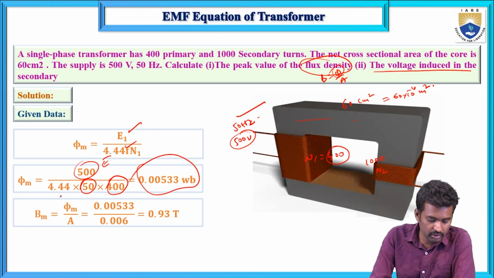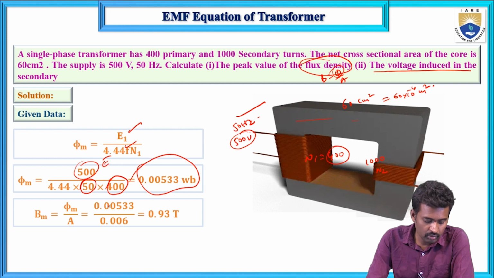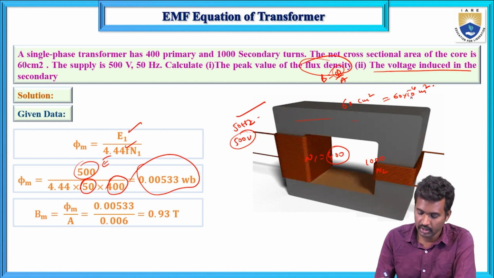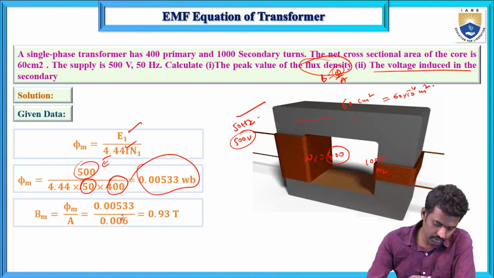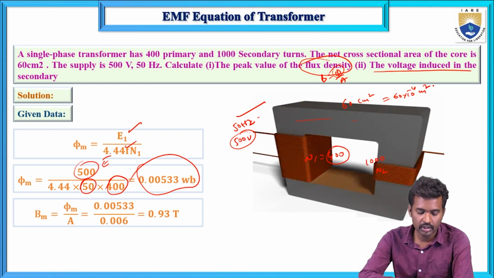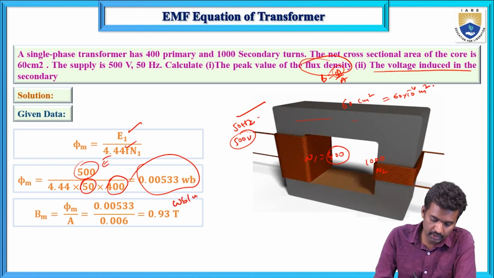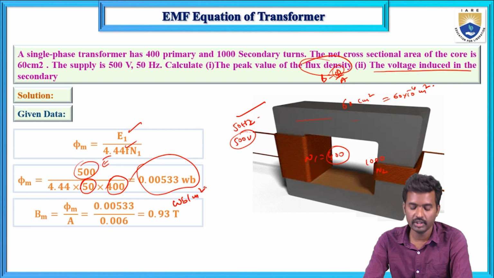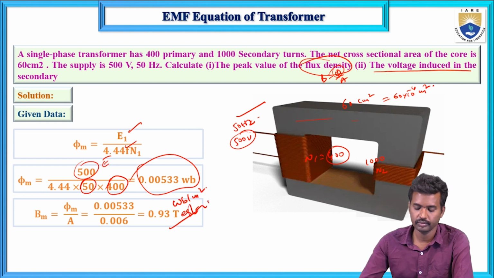That is the flux, not the flux density. Peak value of flux density equals phi m by area, that equals 0.0533 Webers divided by 0.006 meter square. So this one equals 0.93 Weber per meter square, that means Tesla.